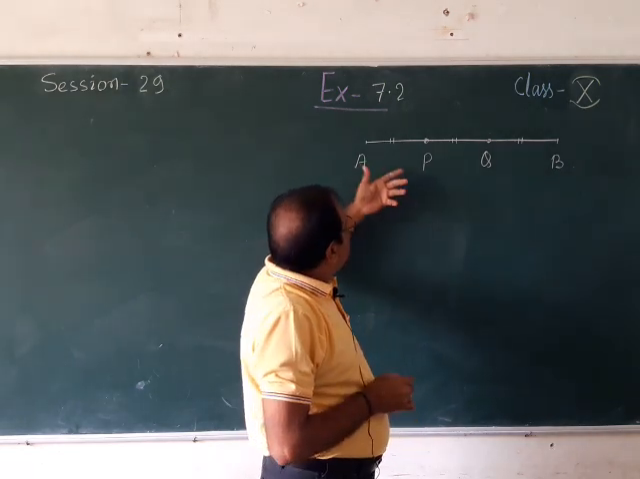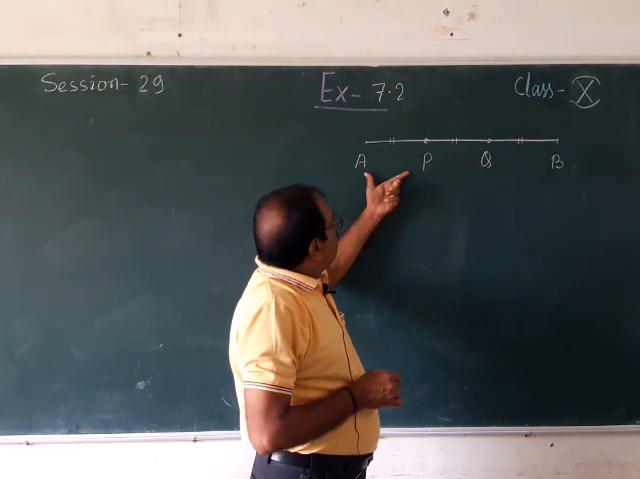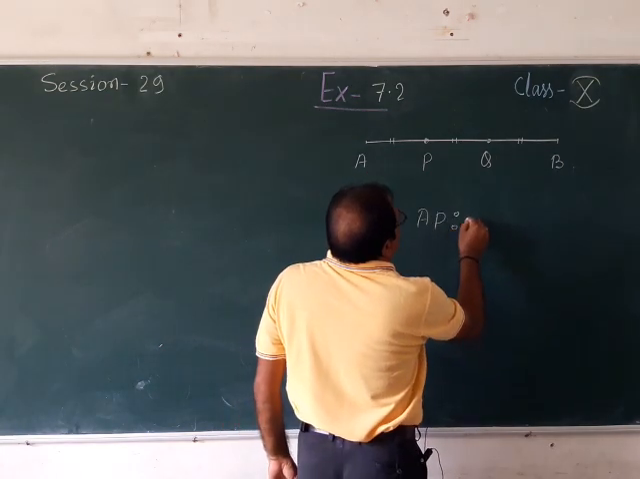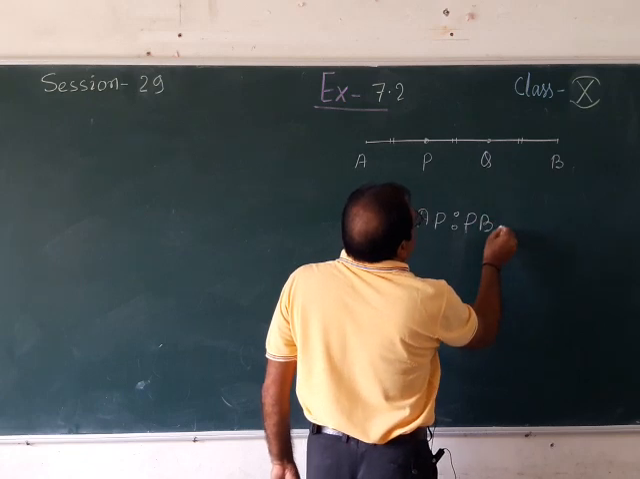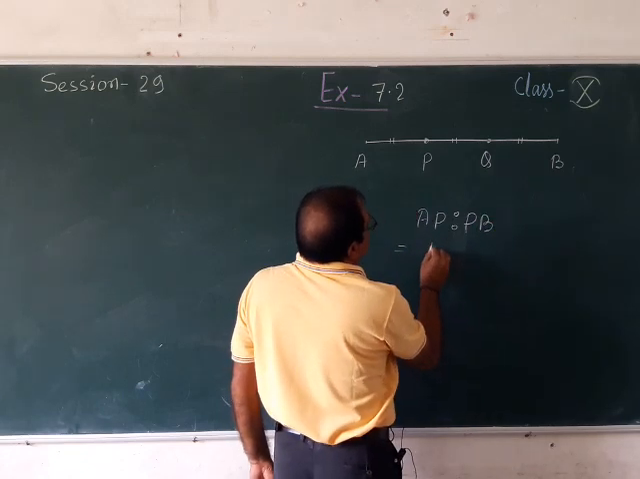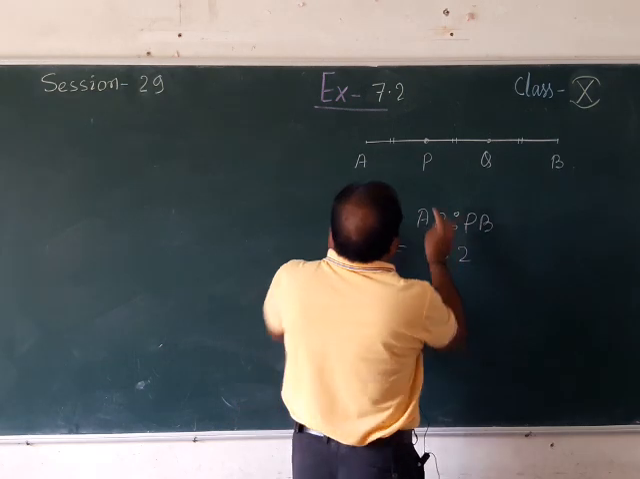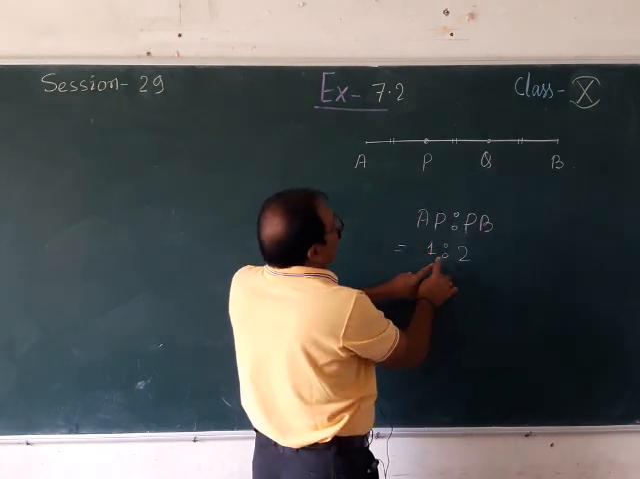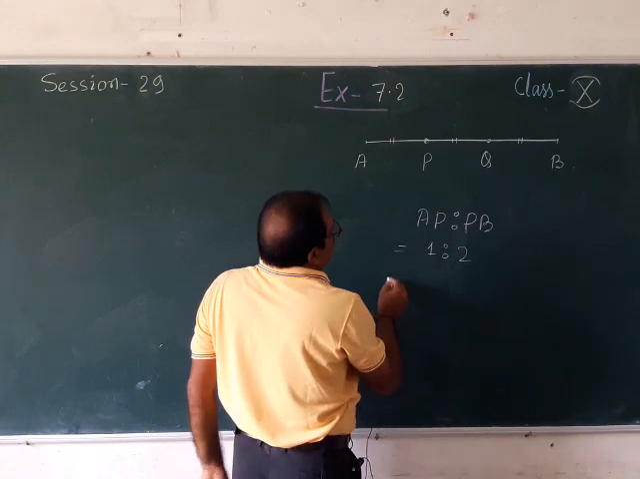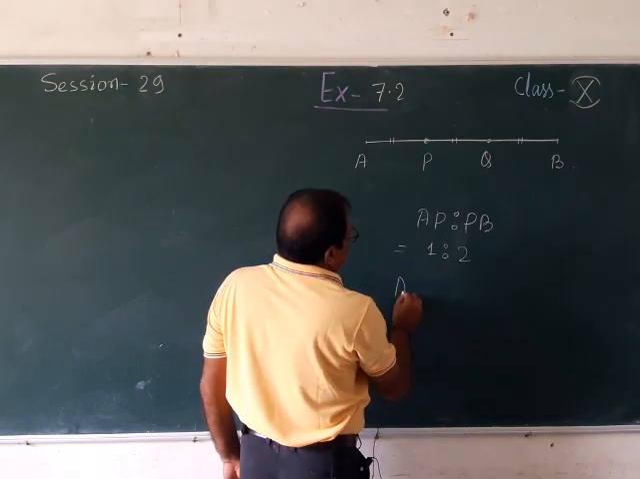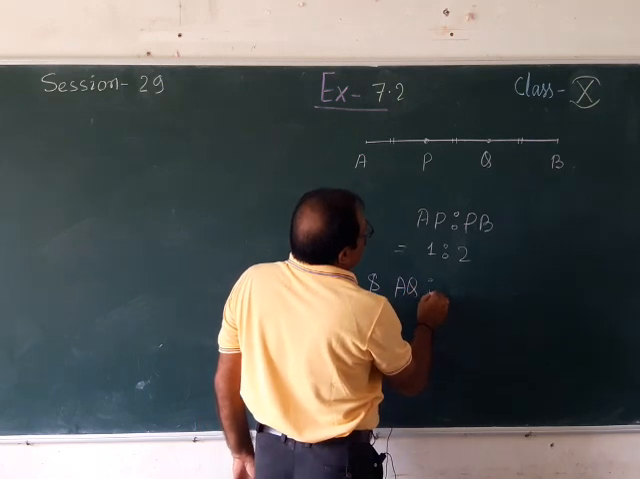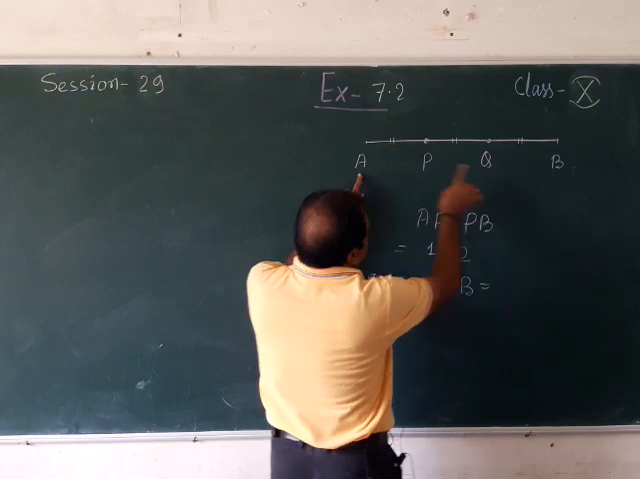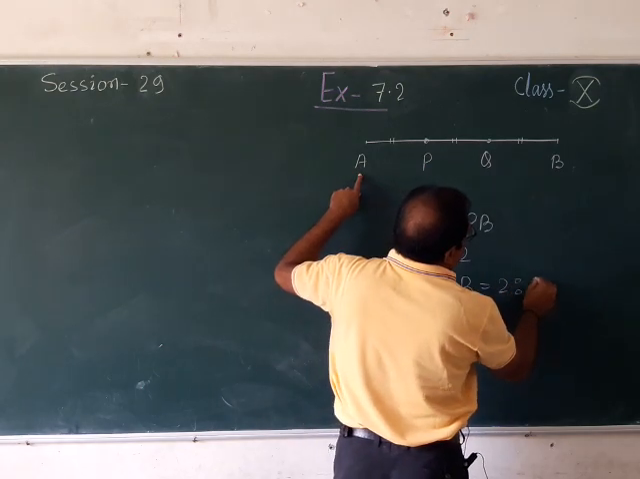So if I want to find the ratio AP is to PB, it is clear that AP is to PB will be 1 is to 2. This is 1 part and this is 2 parts. So AP is to PB should be 1 is to 2. Suppose you want to write AQ is to QB. So AQ is 2 and QB is 1.